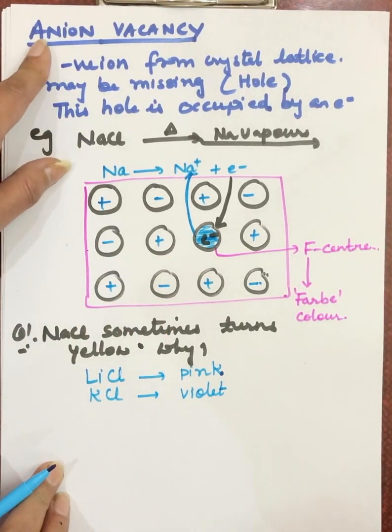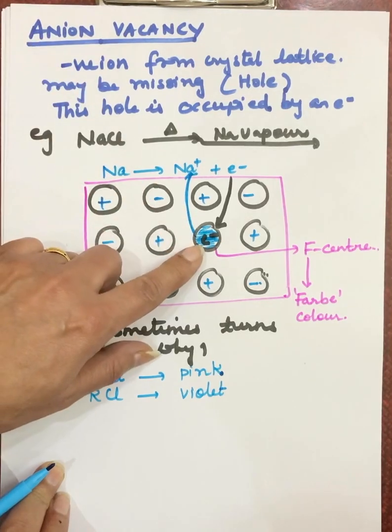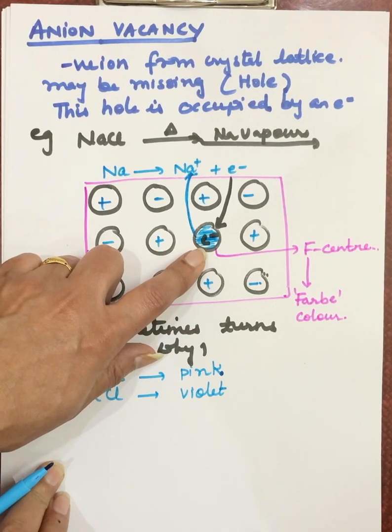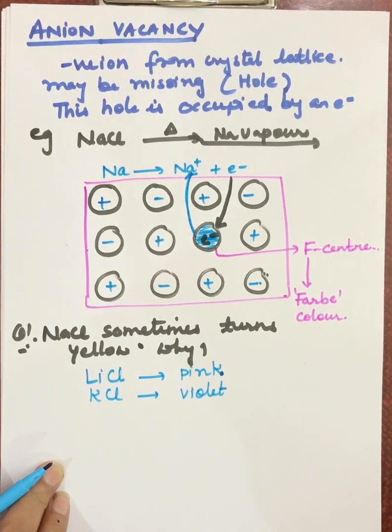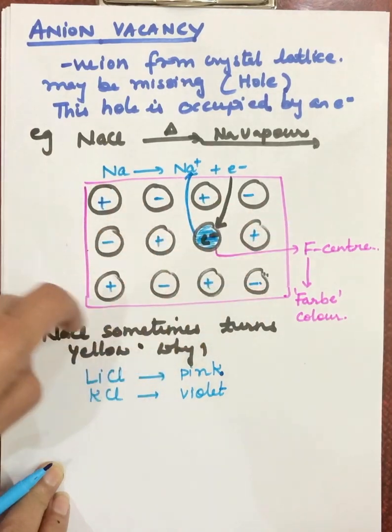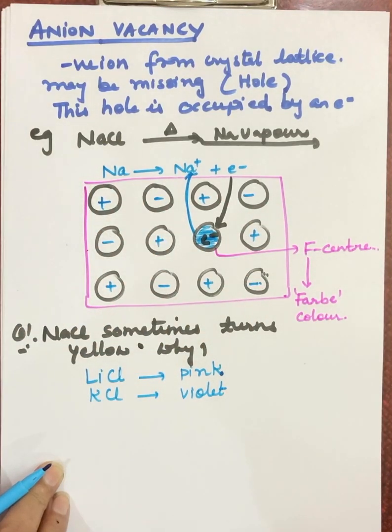Now see, what is anion vacancy? Anions are leaving from here. So a vacancy will be created here in place of the anion. So this is known as anion vacancy. And why is this defect under metal excess defect? When anions leave, the metals will be more in number as compared to them. So this comes under metal excess defect.